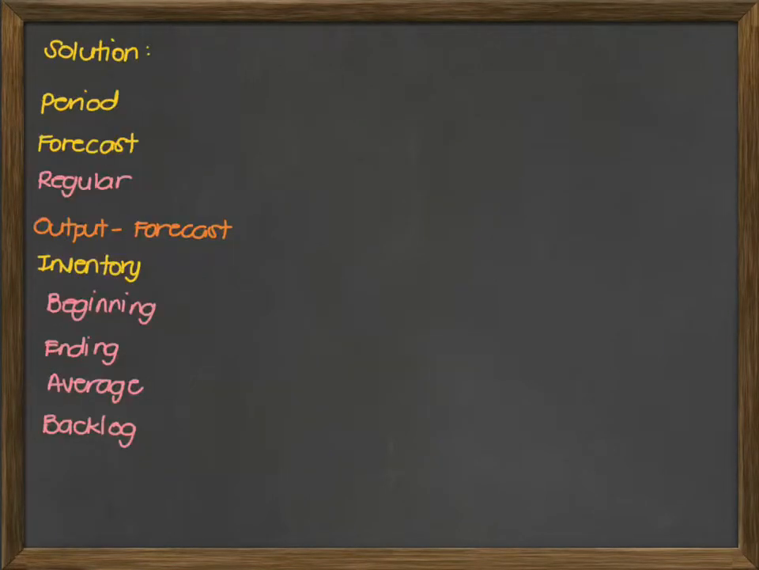Now, sa ating table, so ito yung magiging itsura ng ating solution. So, we included the period, yung forecast, and then yung regular output production. And then we also have the difference between the output and the forecast. So, ito kasi yung magsasabi sa atin kung may units bang matitira or mapapapunta doon sa inventory natin. So, inventory naman is composed of your beginning inventory, your ending inventory, your average inventory, and backlog.